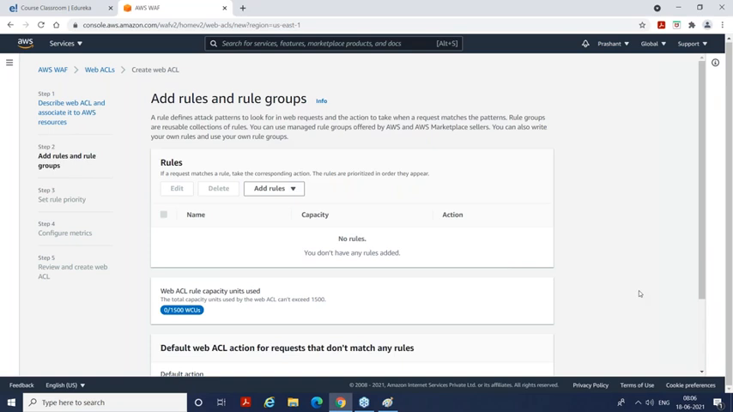So you need to be very clear when you're configuring your rules, what kind of actions you want to allow, and put that rule in the appropriate position.